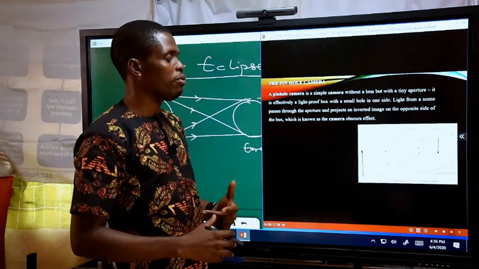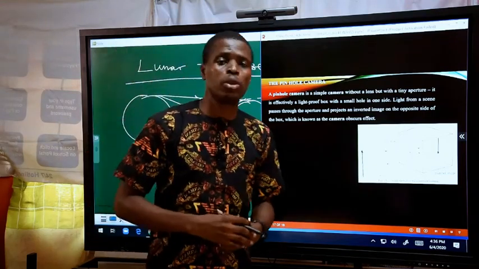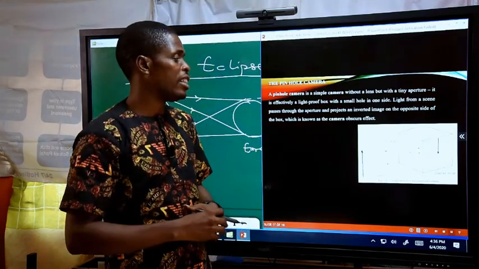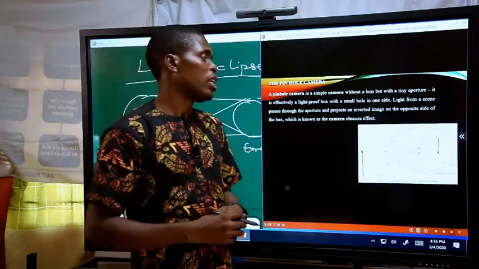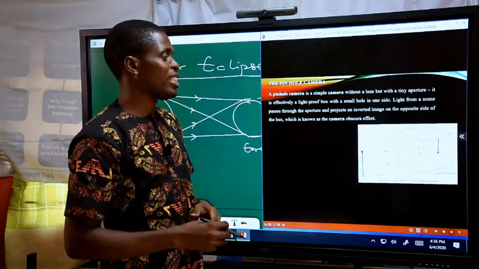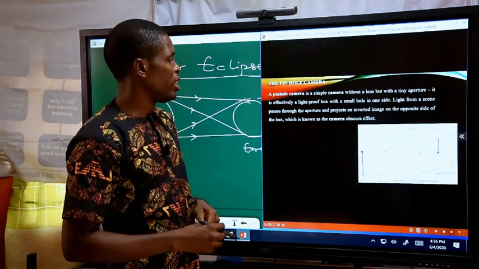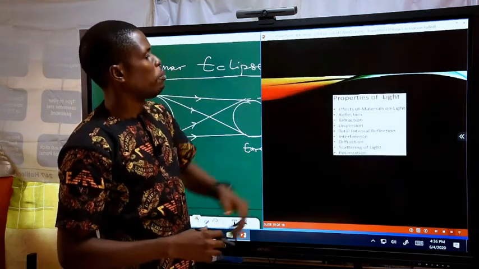That has to do with formation of images, which we are going to discuss in subsequent classes, talking about mirrors, maybe including plane mirrors, curved mirrors, and other forms of mirrors, and also lenses. We look at image formation in those optical instruments. So that is for the pinhole camera.